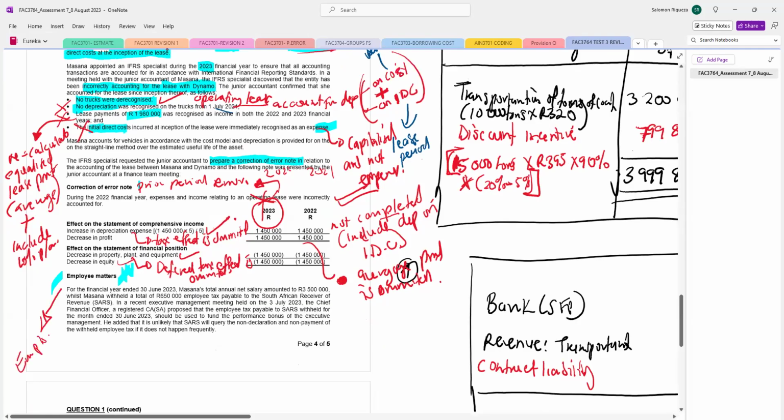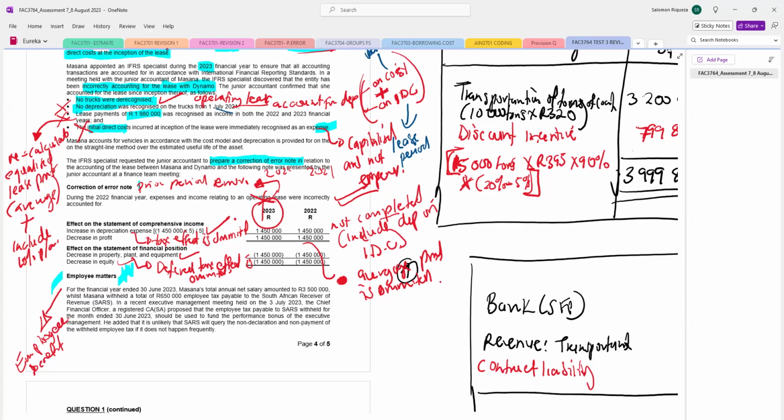When you saw this, you were already thinking of bonus. I think that's the one we didn't do today. We didn't touch on employee benefit on this question. Please, you can also go back to the employee benefit questions if you know you're not very good with employee benefit.